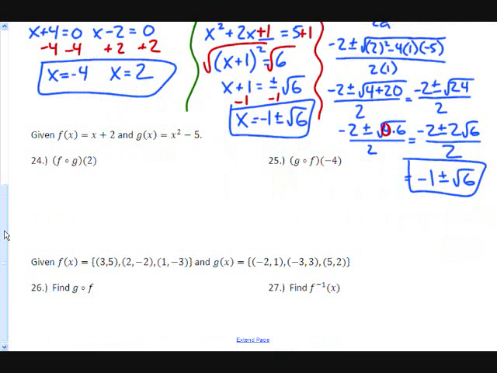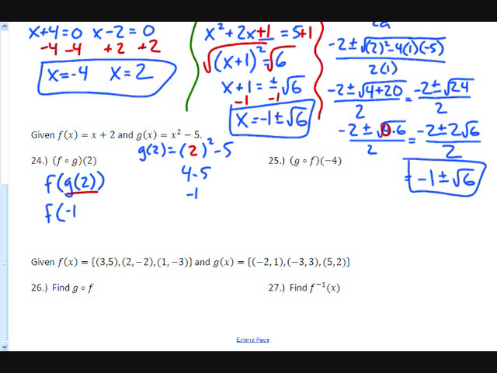Number 24, the first thing I'm going to do is rewrite this in the notation that makes a little more sense. f of g of 2. Now I start with what's inside the parentheses. The g of 2, I can take that off to the side. g of 2 equals, well, g of x is x squared minus 5, but instead of x, whatever's in these parentheses, that's what I plug in for x. So I plug a 2 in for x. So that's going to give me a 4 minus 5, which is a negative 1. So that means that this thing right here, the g of 2, is actually equal to negative 1.